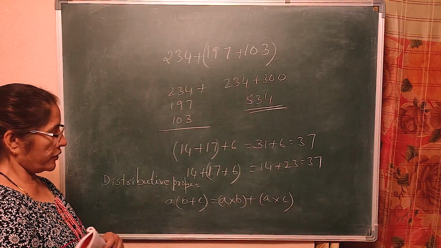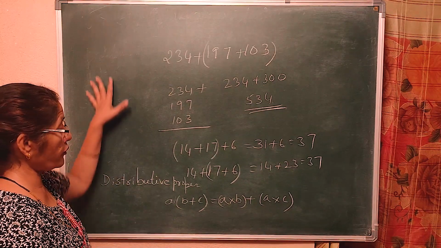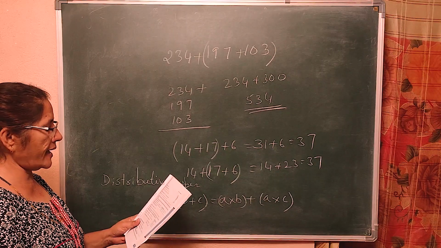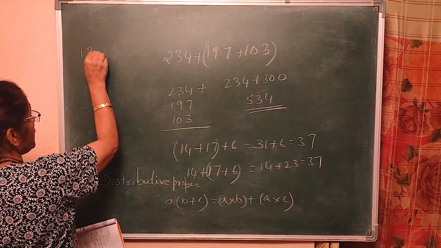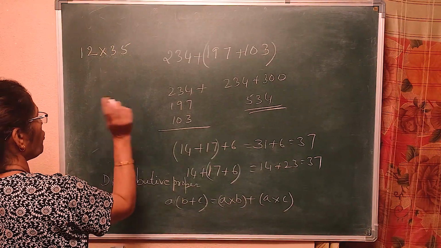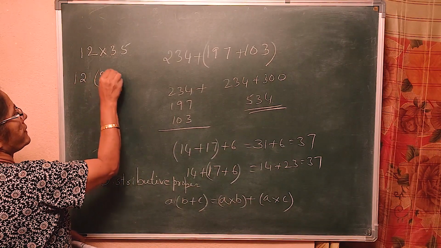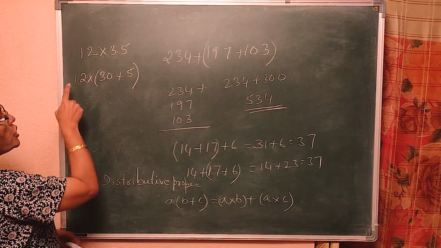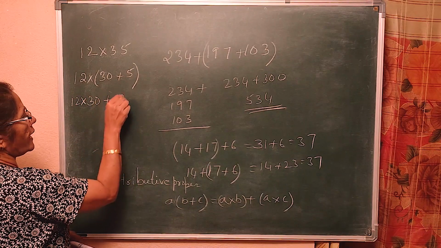Right? Now, their question is like this, distributive property. So, in the list you have to write down this also, distributive property. Now, what is the question they have given? Find 12 into 35. See, instead of doing like that, what they want is 12 into 30 plus 5. They think that it is simple. 12 into 30 plus 12 into 5.